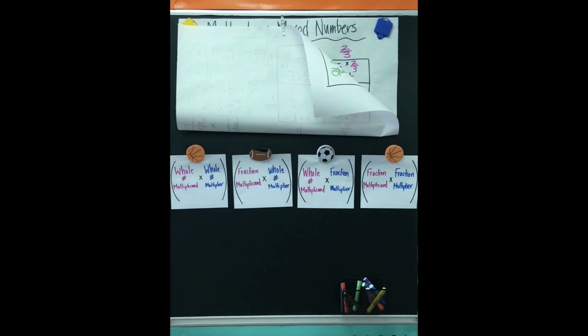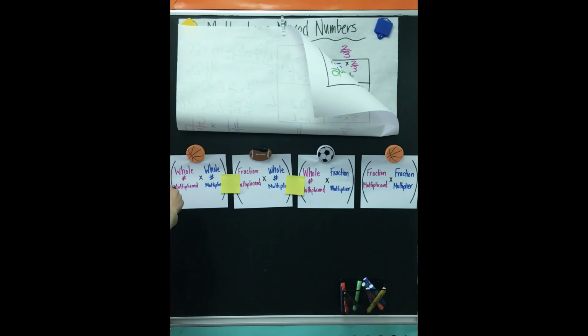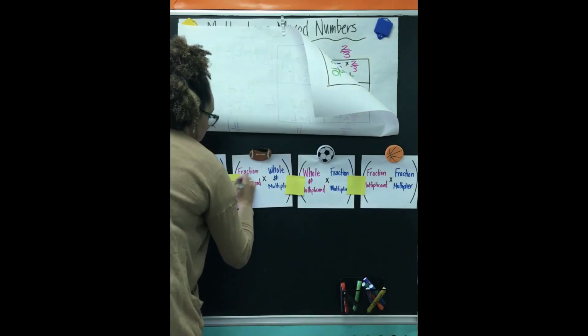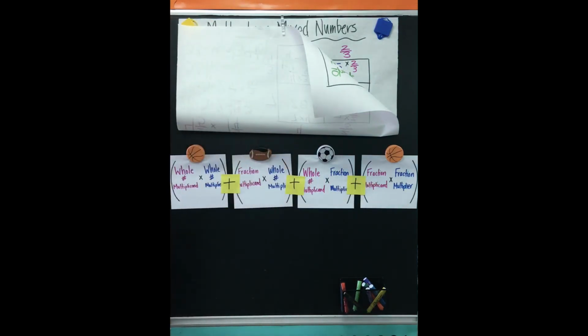What are we doing with all 4 of these products? What operation are we doing with them? Once we get all of these products, we are doing what? We are adding them up.